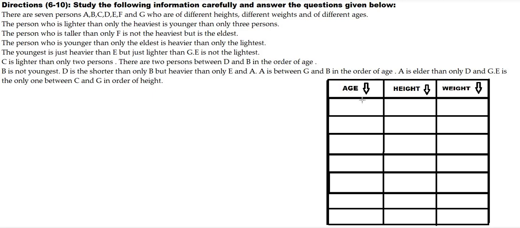So this is the age in descending order, meaning the first person is the oldest fellow and the last person is the youngest fellow. In the height matter, the first place goes to the tallest fellow and the last place goes to the shortest fellow. Same thing in the weight matter: first place goes to the heaviest fellow and the last place goes to the lightest fellow. Right? Now let us go to the points.